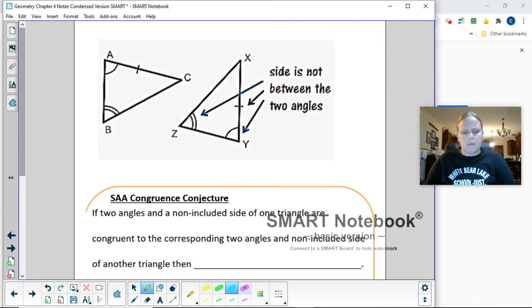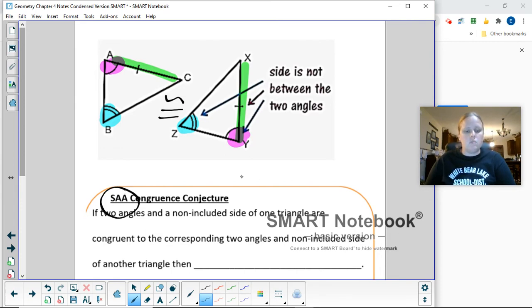Okay, here's another example. Single, single, double, double, and finally, the non-included side is the same. Well, this example looks like it matches too. And in fact, if we were to continue this by trying different triangles, we would see that yes, in fact, anytime a triangle has two angles and a non-included side congruent to two angles and a non-included side on another triangle, these triangles are totally congruent.